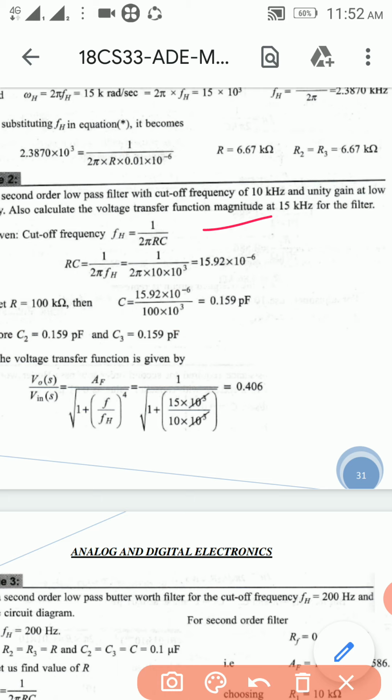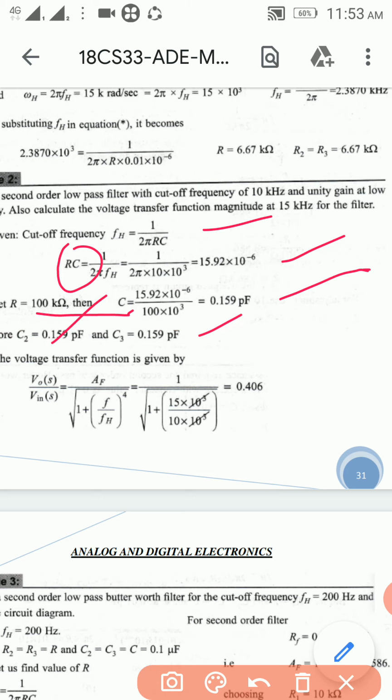So RC, we don't know RC, so we take it out. RC is 1 by 2 pi FH. So find out the formula. We don't know R and C, so both are unknown. So one of the values you have to choose, either capacitance or resistance. But here I am choosing resistance R as 100 kilo ohm. Okay. Thus, find out C is equal to this one. So C2, C3 is equal to this only.